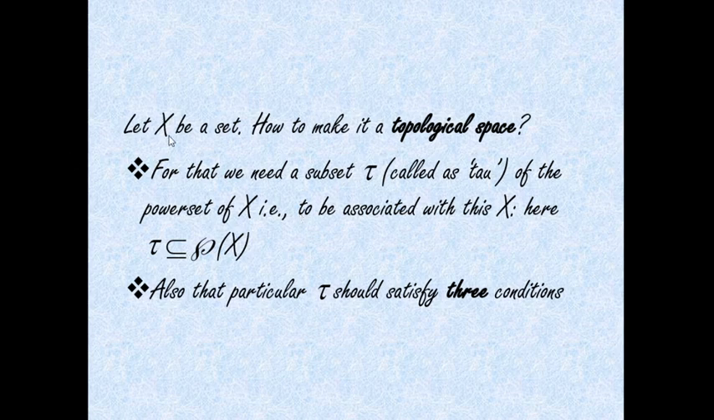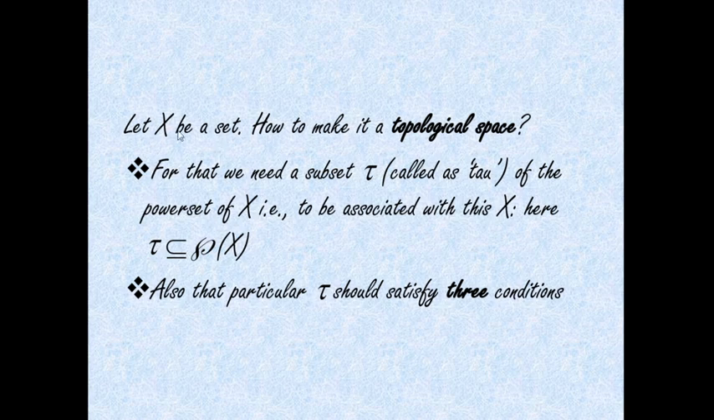So our first aim is, given a set X, how to make the set a topological space. For that, we need a subset tau. Tau is a Greek alphabet, T-A-U. It is pronounced as tau. A subset tau of the power set of X, that is tau subset of the script P of X. We need such a subfamily. And then this particular tau should satisfy three conditions.